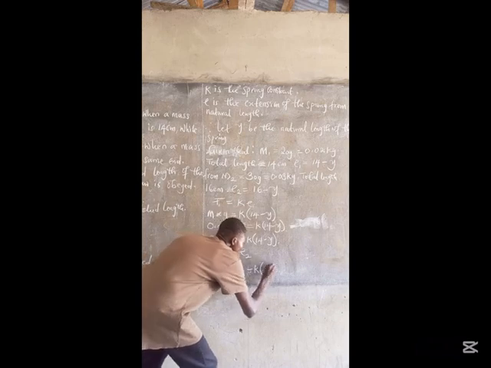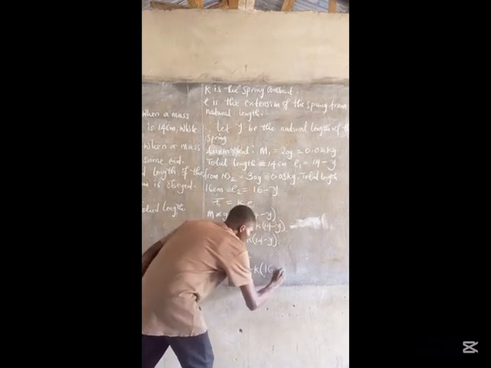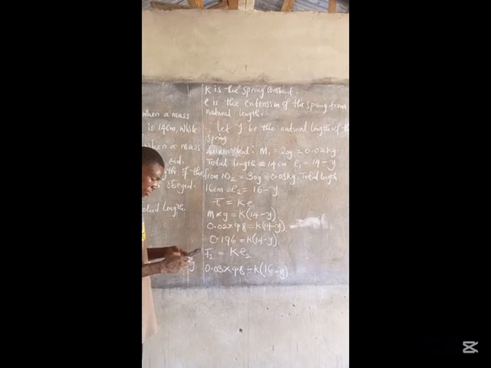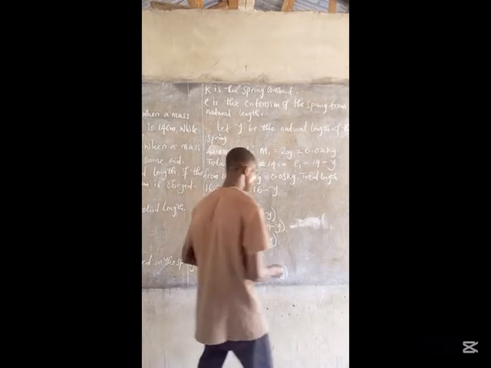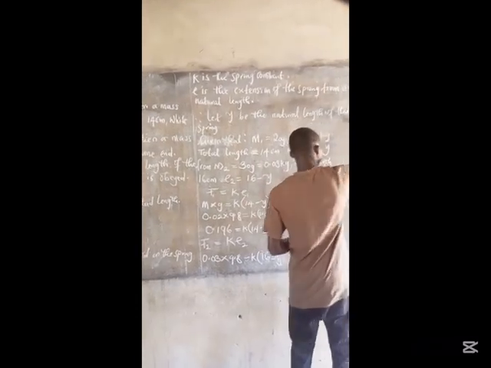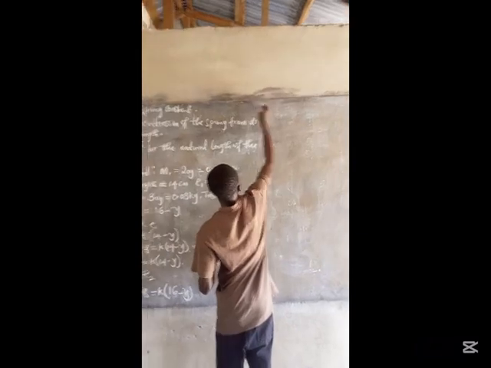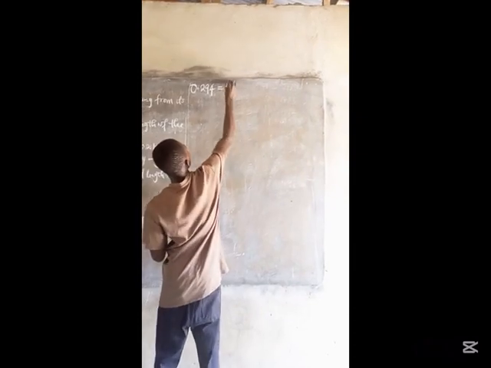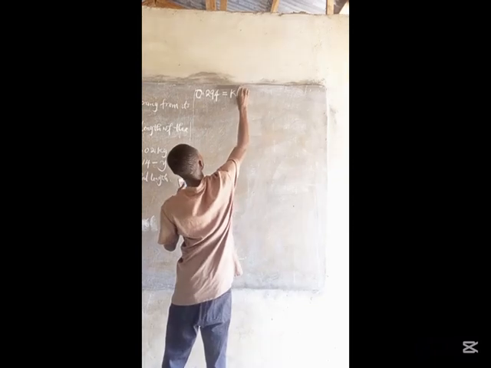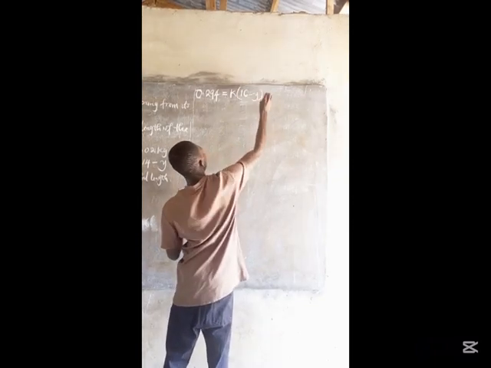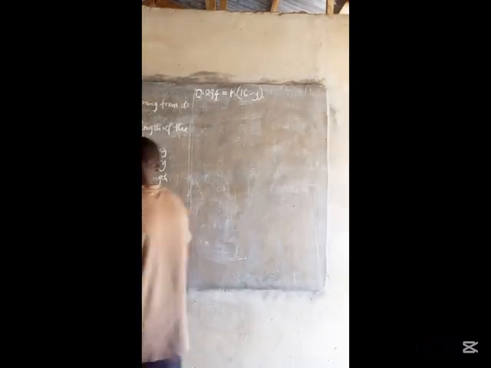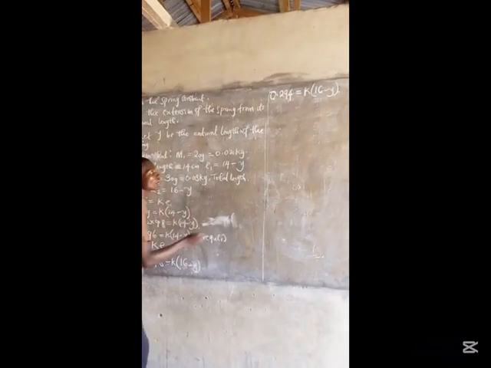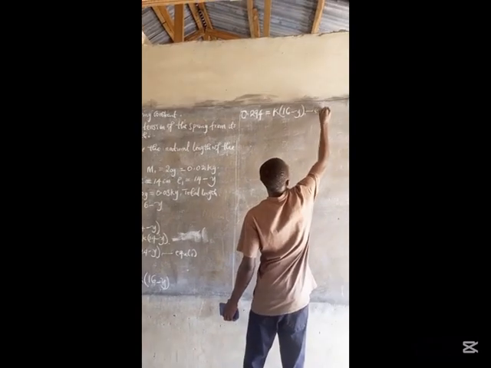K into bracket 16 minus y. So 0.03 multiplied by 9.8, you have 0.294 is equal to K into bracket 16 minus y. So since we got this, I will make this one as equation 1 and this one as equation 2.